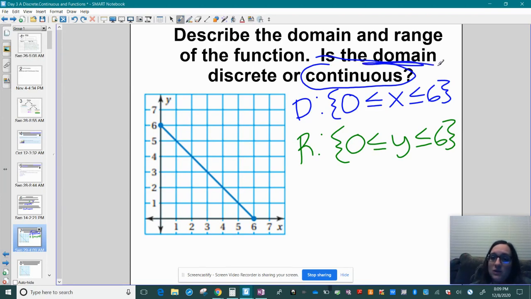Now notice it just asked for the domain. It did not ask for the range. So we're looking at this one right here.